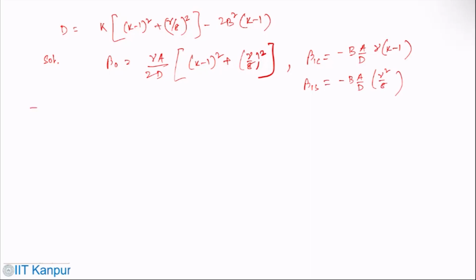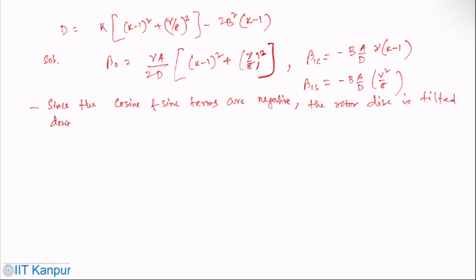So here, since the cosine and sine terms are negative, the rotor disc is tilted downwind and to the left.